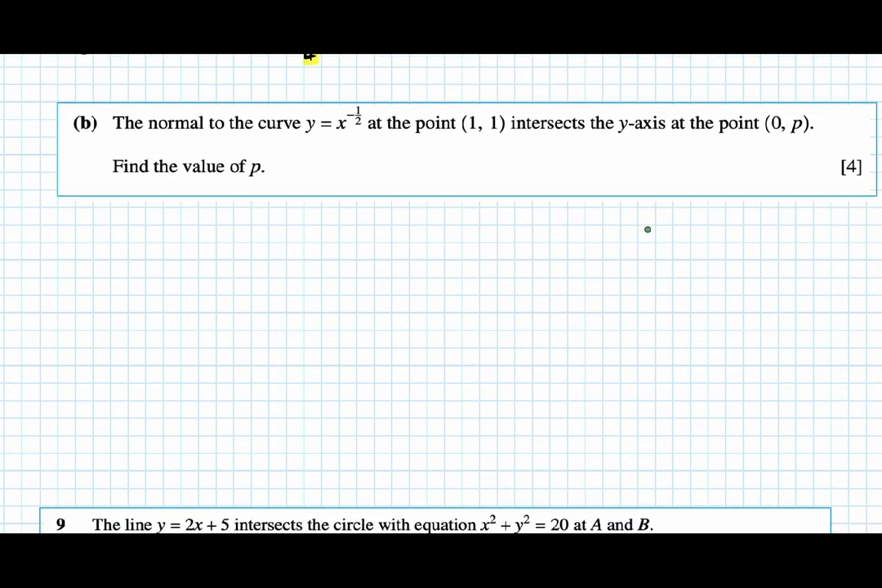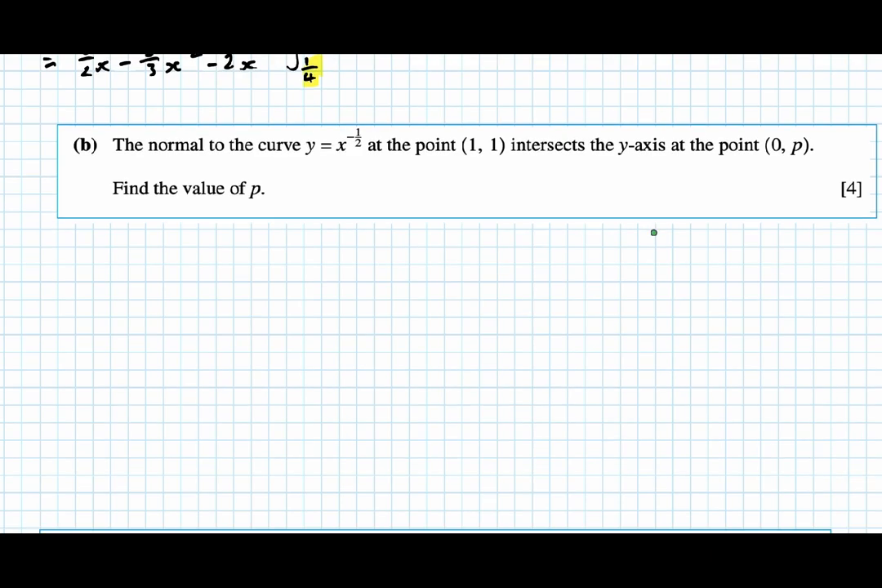The normal of the curve is perpendicular to the tangent. We're going to be differentiating generally when you use this. We've got our curve as y is equal to x to the minus a half. We're given a point 1, 1. It intersects the y-axis, so of course you'll have 0. So 0 and p, find the value of p. So y will be p in that context.